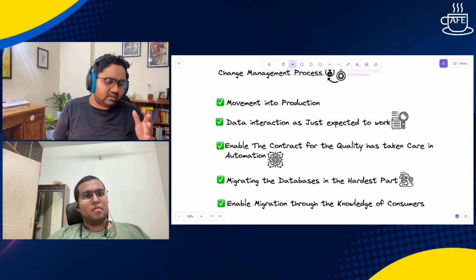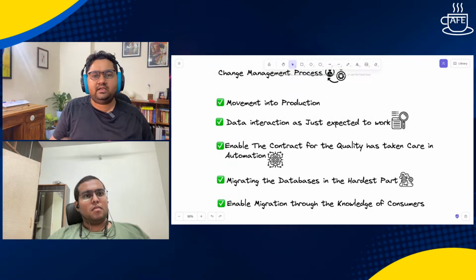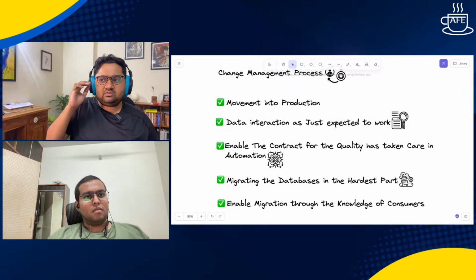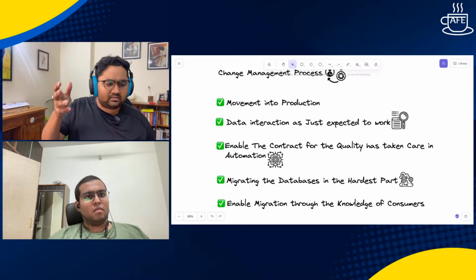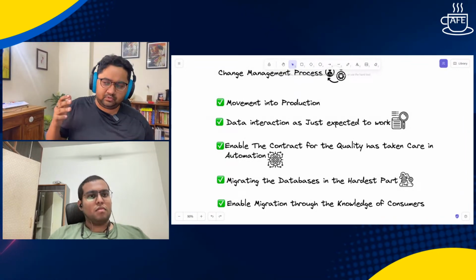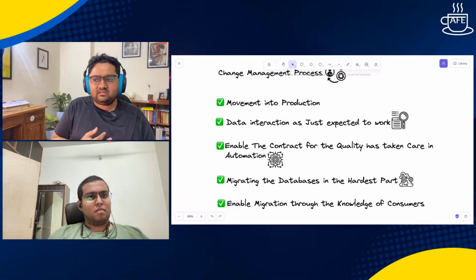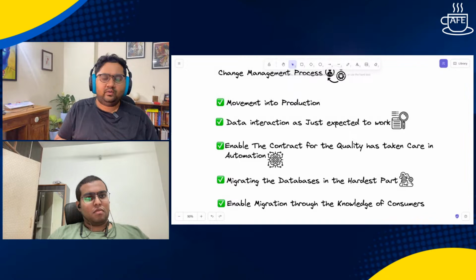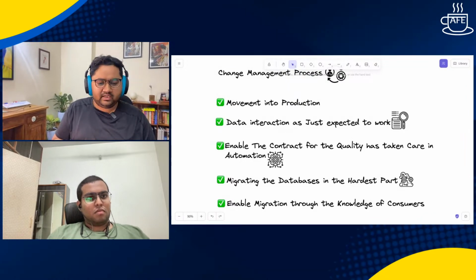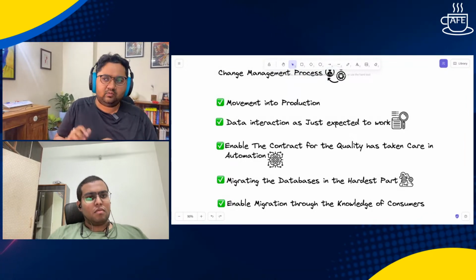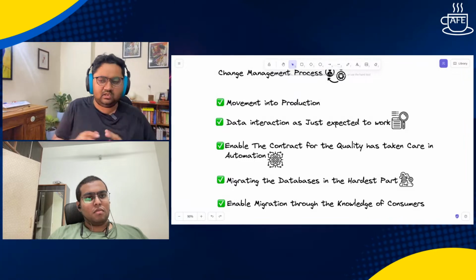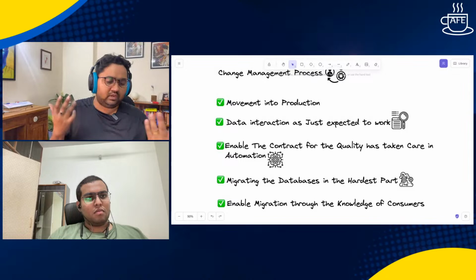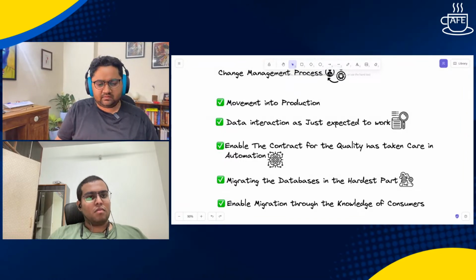What they cannot give you is the ability to find out which downstream systems are consuming your database. That's an exercise which has to be done manually. You've got to send mails to every delivery lead in the organization and say, hey, I want to move this database from A to B. Are you guys using it? And they'll say yes or no or whatever.